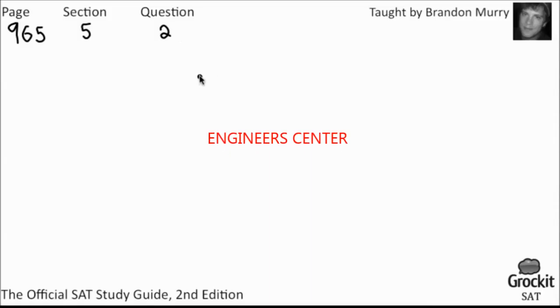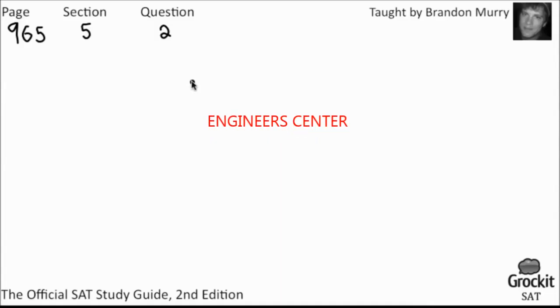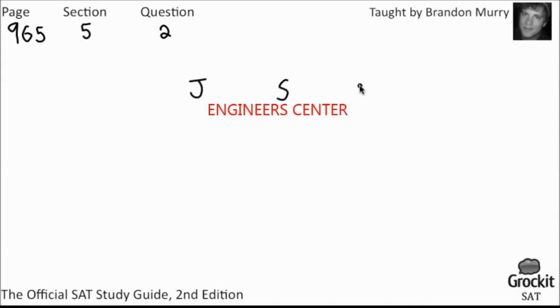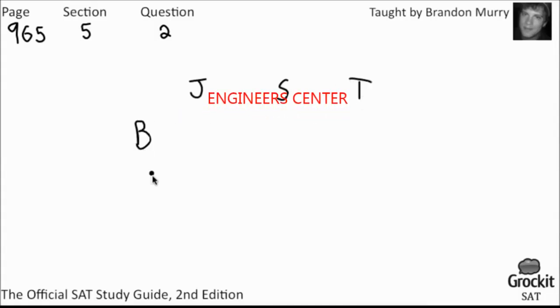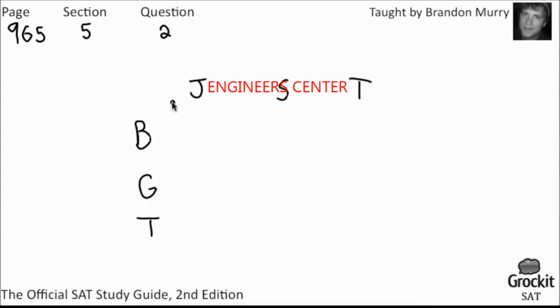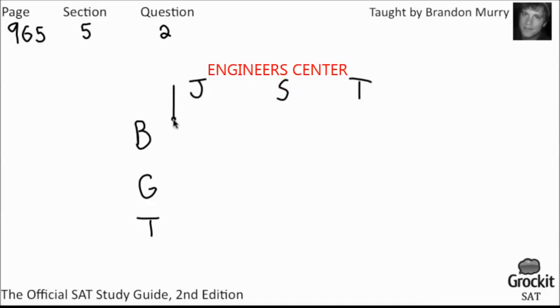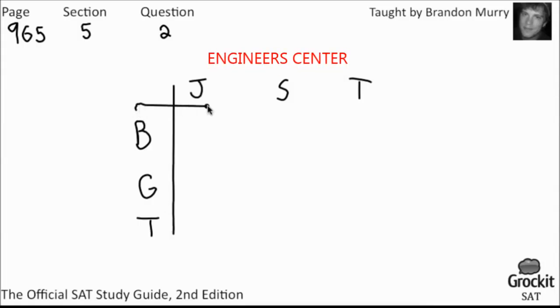Alrighty. Question 2 has a little table here. It's a table of students in advanced biology class. So you have the juniors, the seniors, and the total number. And then there's the boys and the girls and the total here. All right. So let's just break this table down a little bit.